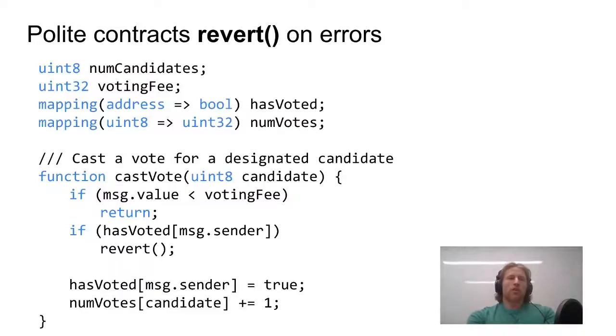So I mentioned revert. It's common that you want your program to revert if there's an error rather than just returning, and here's an example to illustrate why that's the case. This function is called to cast a vote in some sort of election, and notice that it checks two things before allowing the vote to go through. First it checks that the caller has actually sent enough money, hasn't sent less money than some voting fee. And second, it checks to see if the sender has already voted before. And in the first case, it calls return. In the second case, it calls revert if that's not true.